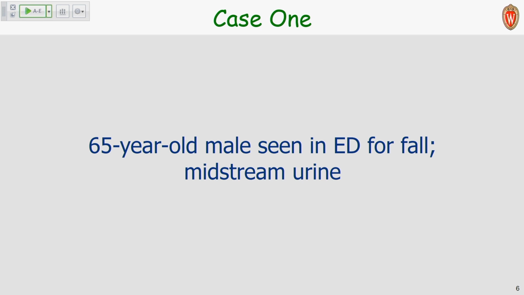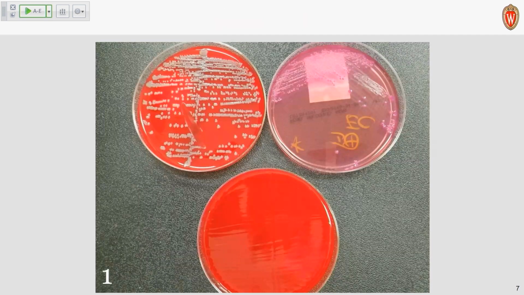Our case 1: we have a 65-year-old male in the emergency room for a fall, and this is from a midstream urine. We have our blood agar plate up on the top left, our McConkey up in the top right, and then down at the bottom is a Columbia agar, CNA, gram-positive selective. Hopefully you can all see the coloration and colonies well enough.